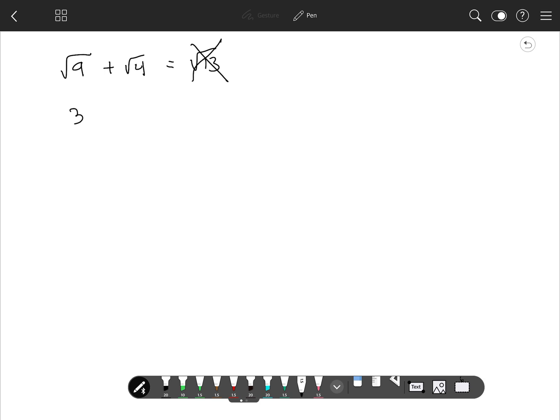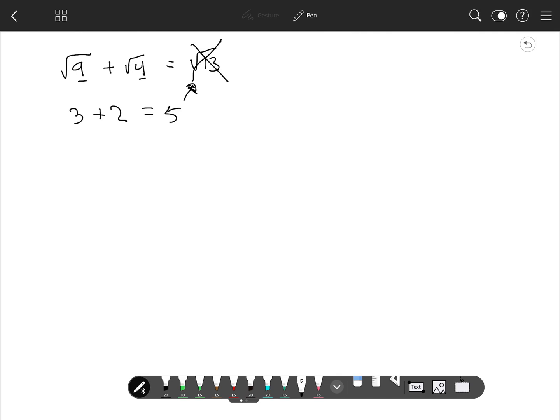The square root of 9 is 3, and the square root of 4 is 2, and that equals 5. Okay, so if 3 plus 2 equals 5, 5 would have to equal that square root of 13. Does 5 equal square root of 13? And I hope you're answering again, no, it does not. So you can't just add the 9 and the 4 to get 13. You have to take care of the square roots, that issue there.